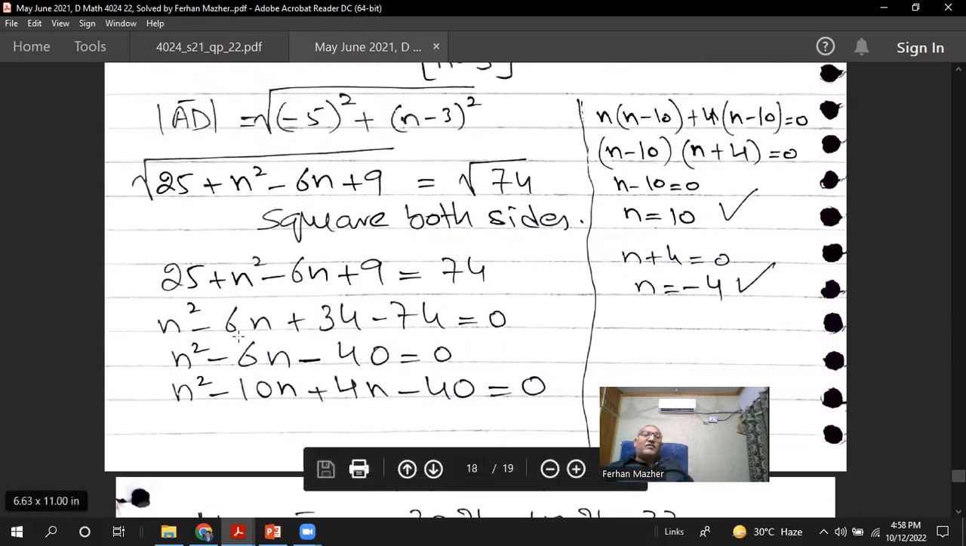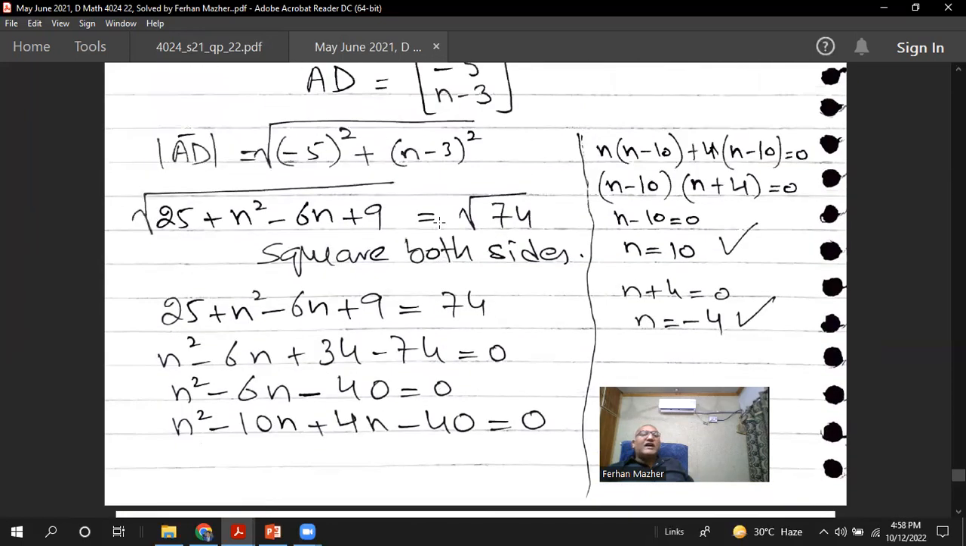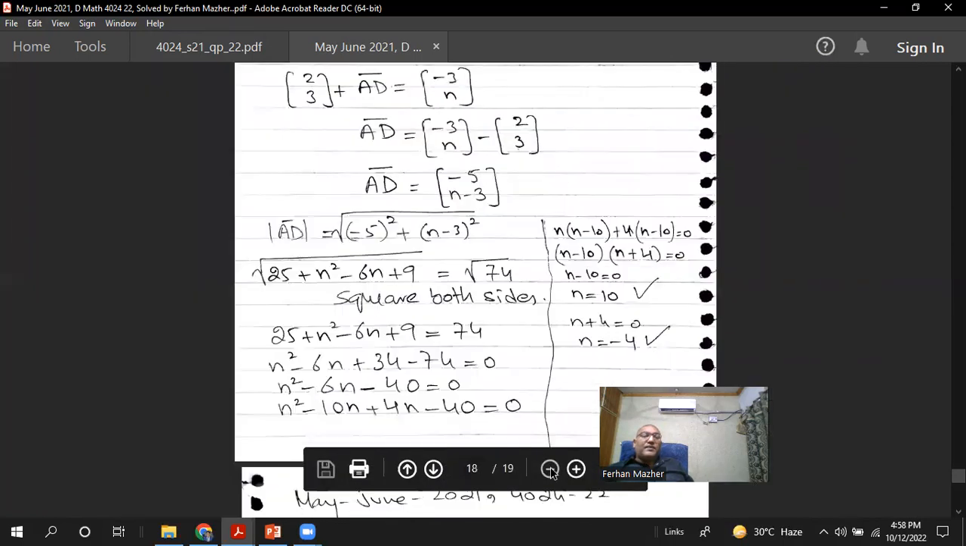So take n common from the first two terms. So in the bracket, you will have n minus 10. From the last two terms, take 4 common. So in the bracket, you will have n minus 10. So n minus 10 in one bracket, n plus 4 in the other bracket. So n minus 10 equals 0, n is equal to 10. n plus 4 equals 0, so n is equal to minus 4. So these are the two values for n. So hopefully you understand.